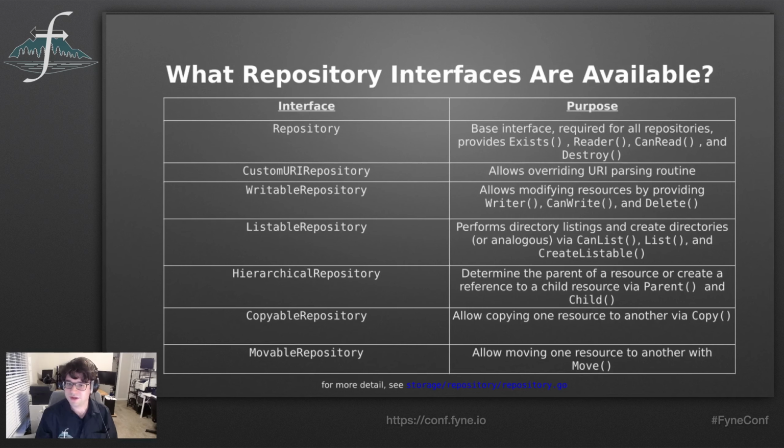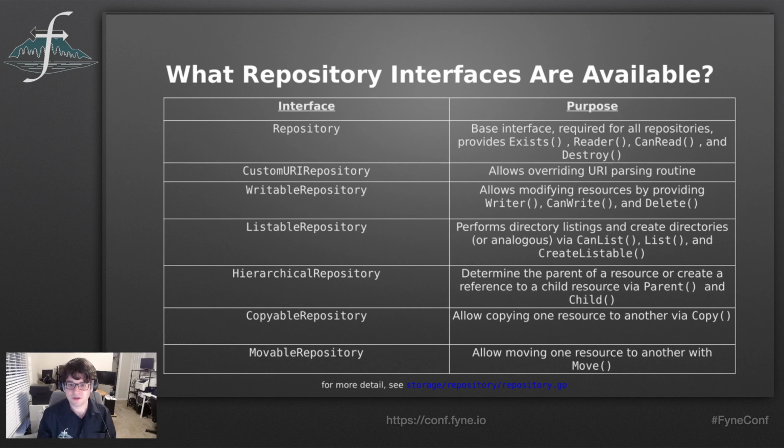So what repository interfaces are available right now? There will likely be more in the future as we see how the community utilizes these capabilities, but these are the initial ones that we've set up for the first go around of getting repositories going. You've got your baseline one, just called repository. Everybody has to implement this minimally, and it provides exists, can read, which essentially checks for read permissions, and destroy. Custom URI repository allows you to override the URI parsing routine. So if you have something that's not compliant with the RFC, which we know some vendor-specific APIs may not be, it can be useful to be able to do that yourself.